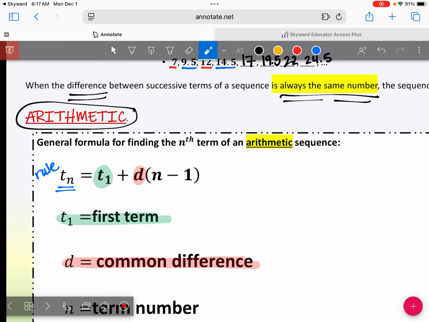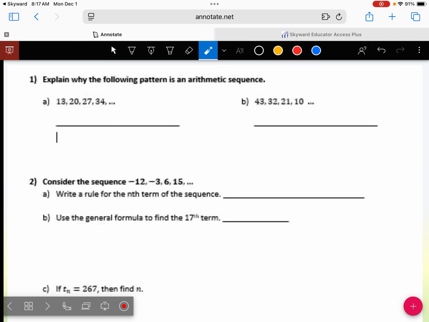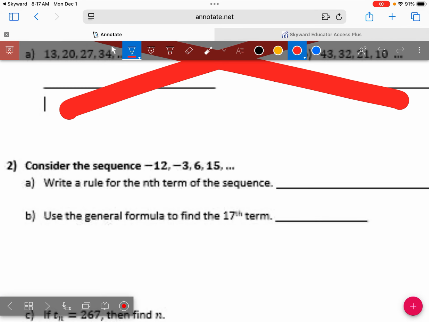Okay, so we are crossing off the first one, and let's just go to the second one. So let's write a rule for this sequence. What is the first number in this sequence? -12. So that means that I'm going to start off my rule with T sub n equals, and then the first number is -12. Plus, all right, what is the common difference?